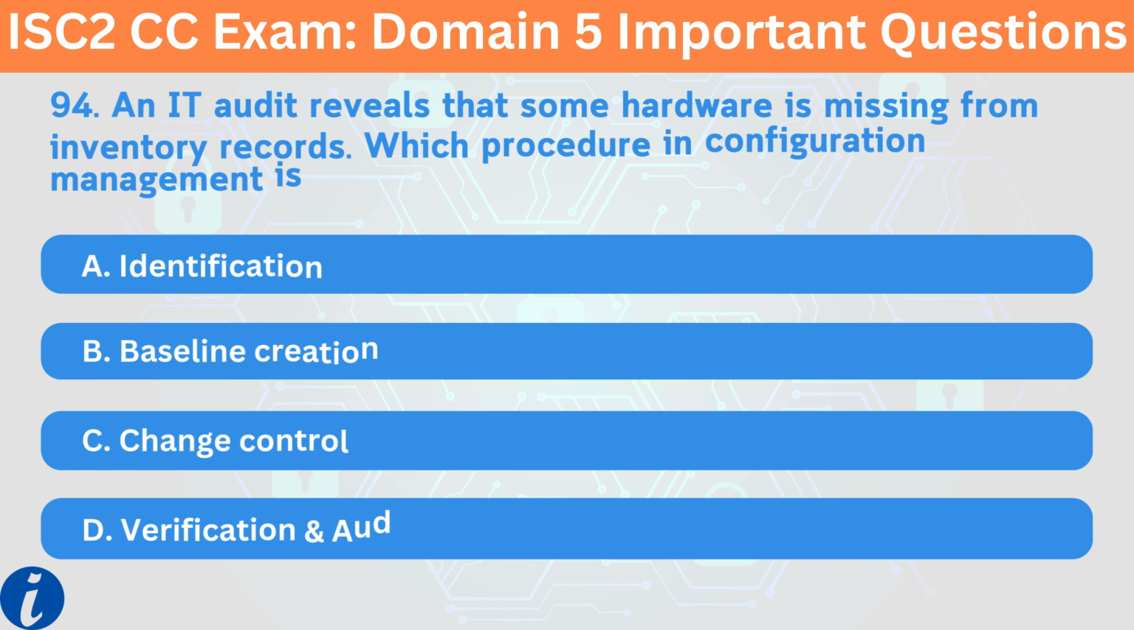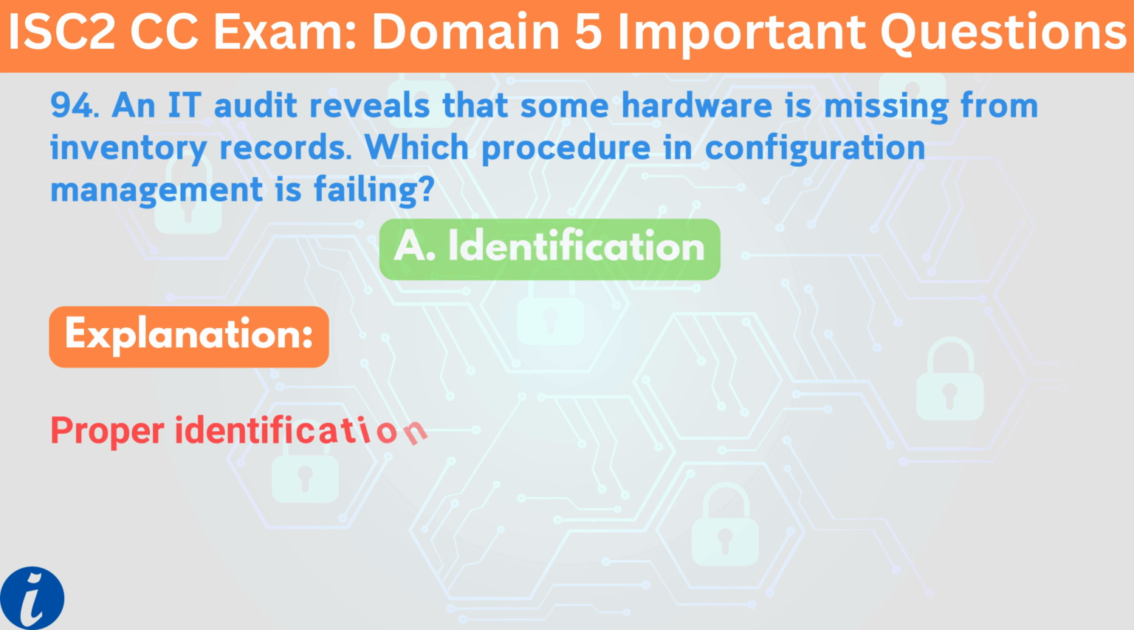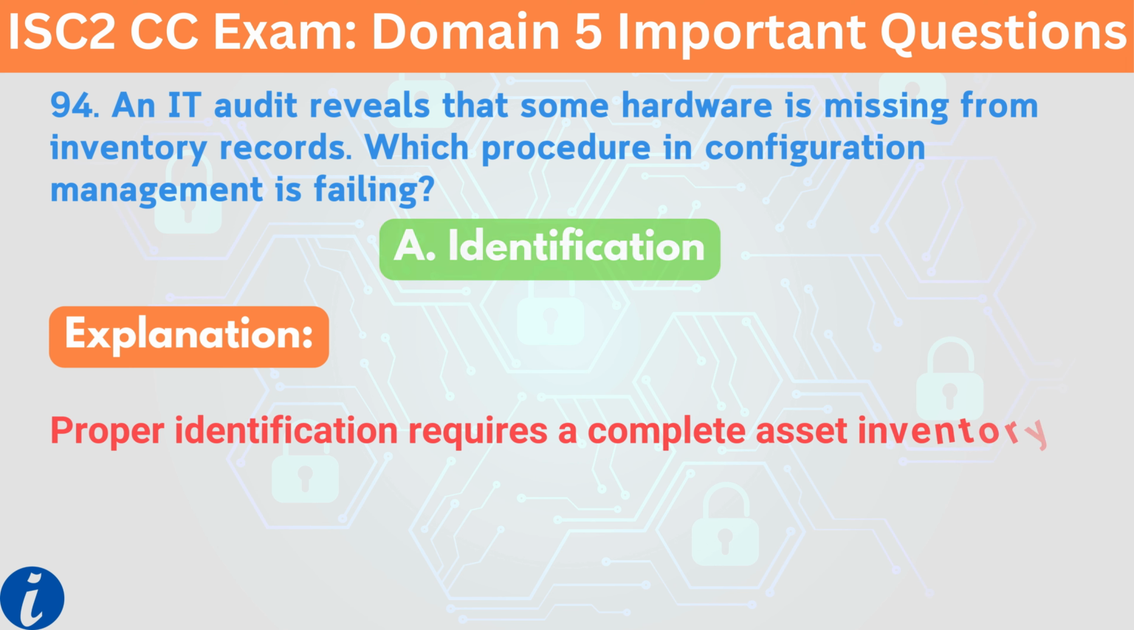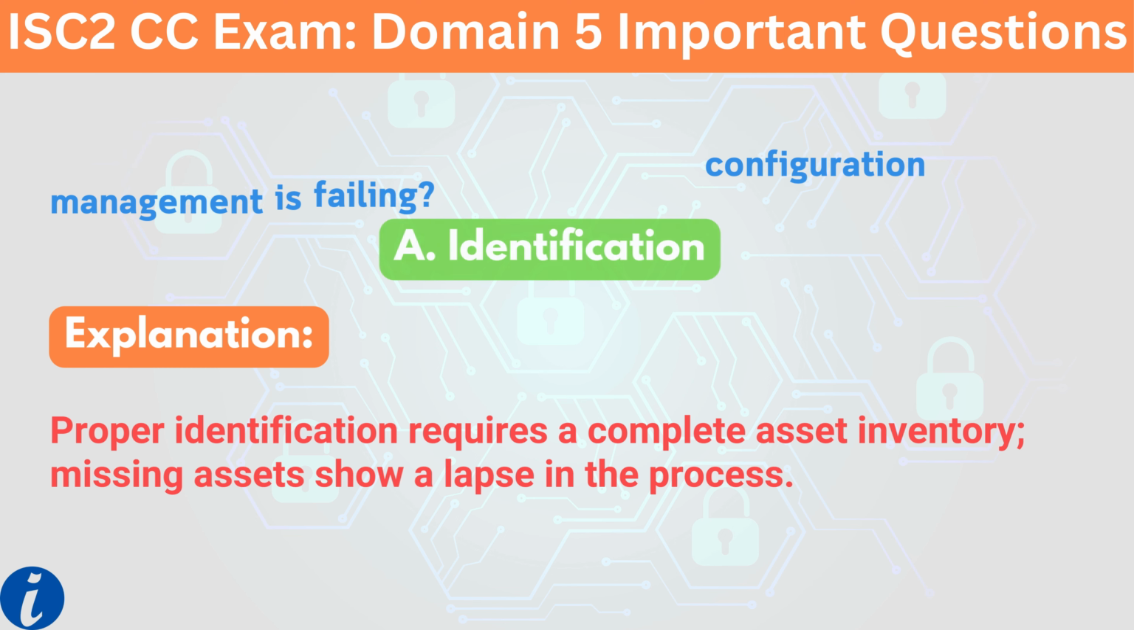94. An IT audit reveals that some hardware is missing from inventory records. Which procedure in configuration management is failing? A. Identification. B. Baseline creation. C. Change control. D. Verification and audit. The correct answer is A. Identification. Explanation. Proper identification requires a complete asset inventory. Missing assets show a lapse in the process.